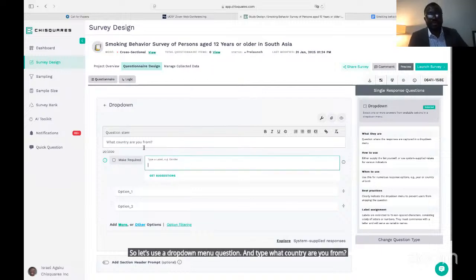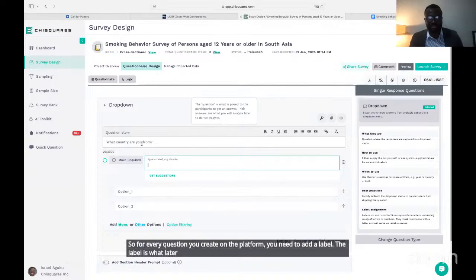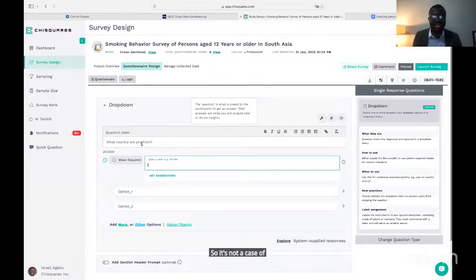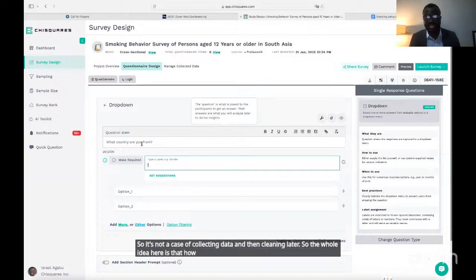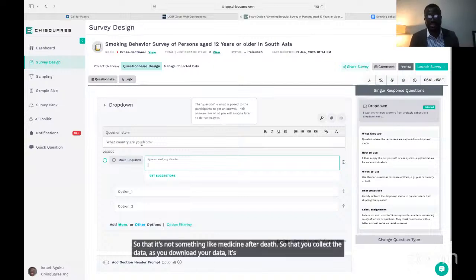So for every question you create on the platform, you need to add a label. The label is what later on becomes the variable name. So it's not a case of you collecting data and then cleaning it later. The whole idea here is how do we achieve self-cleaning data, so that it's not something like medicine after death? So that as you collect the data, as you download your data, it's ready for analysis. You don't have to do anything on it.